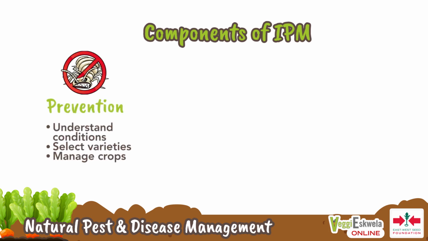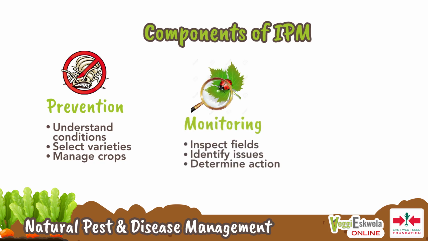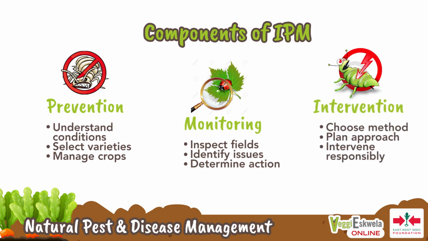Prevention. This means preventing the buildup of pests. Monitoring. Monitor crops for both pest and natural control mechanisms. Intervention. Intervene when control measures are needed.